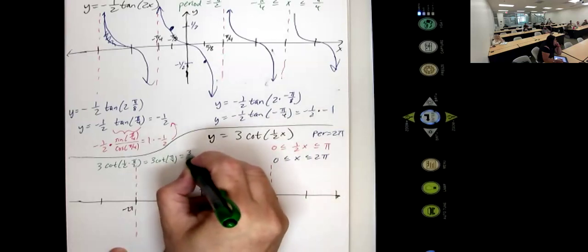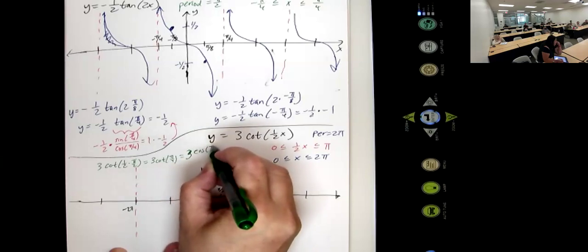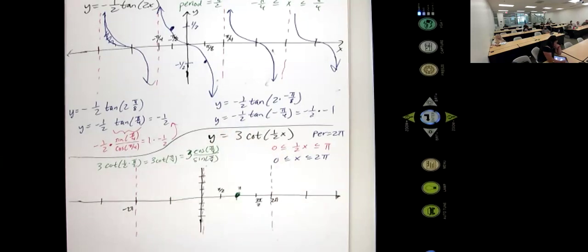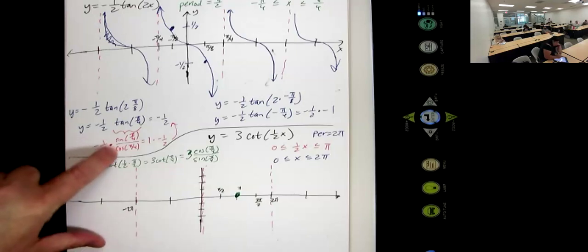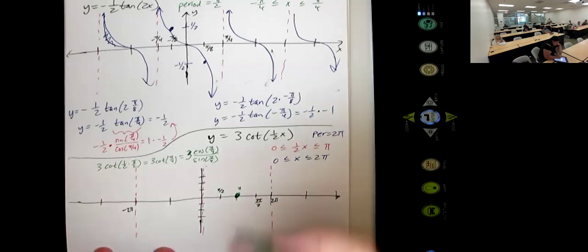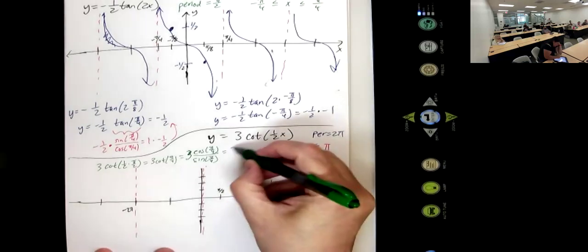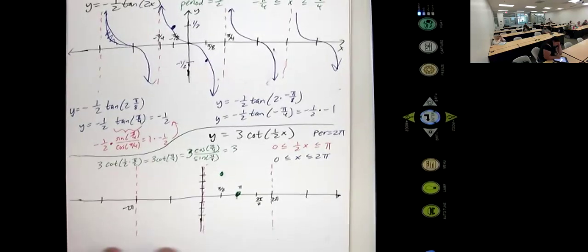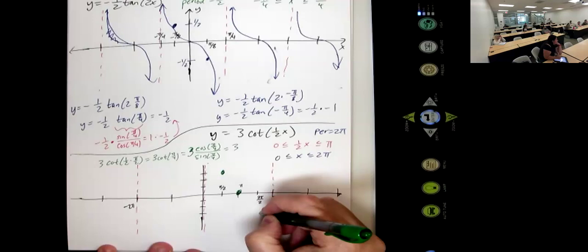And I don't know about you, but I'm bad at remembering what that means. So I'm going to do that as cosine of pi over 4 over sine of pi over 4, because I know those values. And then, just like up here, when they're both pi over 4, that is 1. So this should give me a value of 3 at pi over 2. So this is the one that's upwards on the left, which means it's downwards on the right.